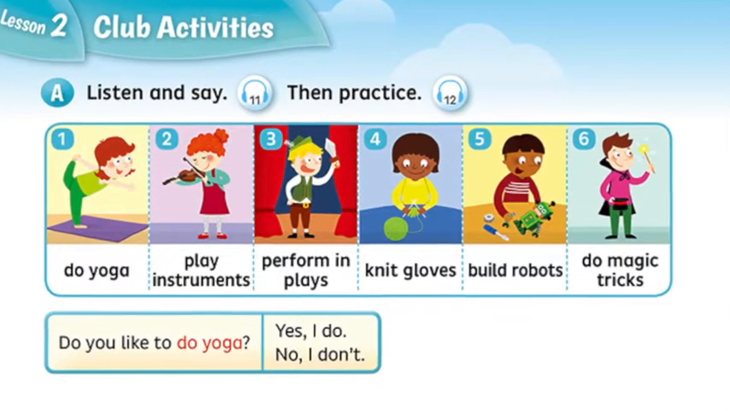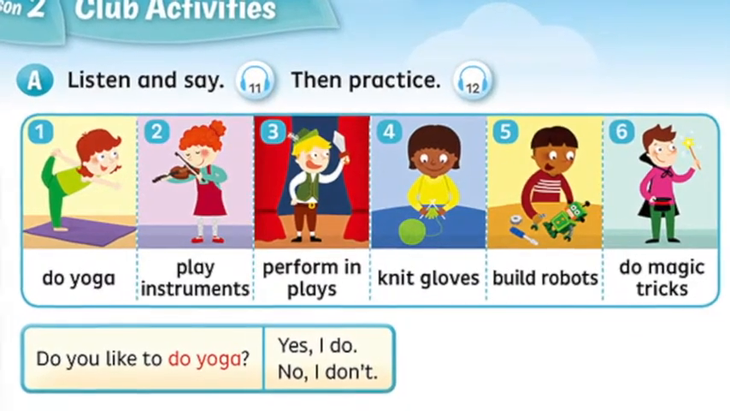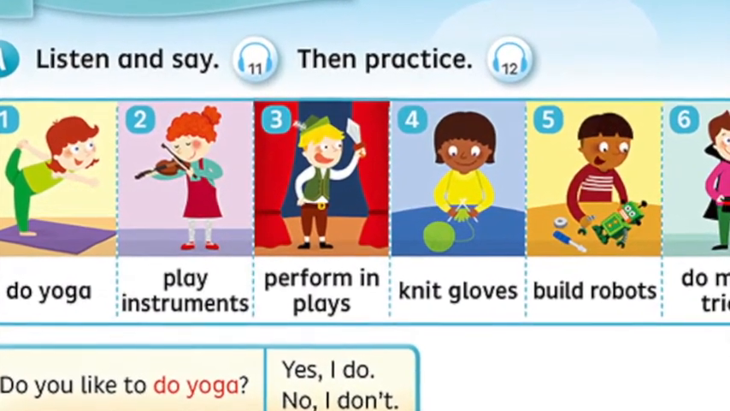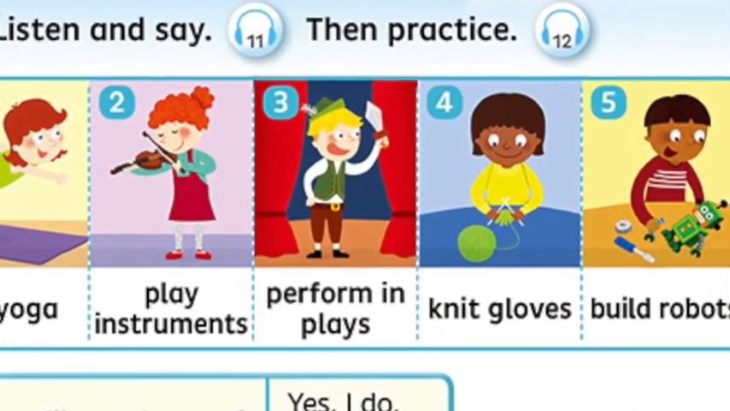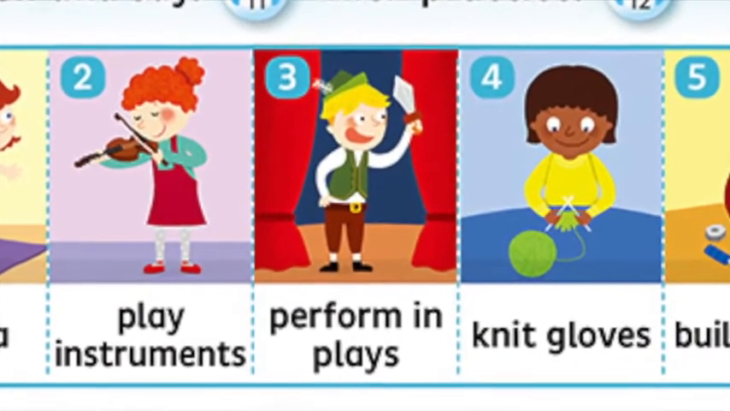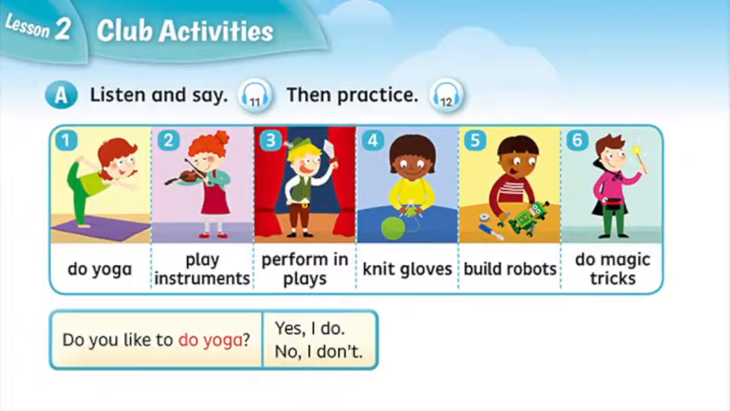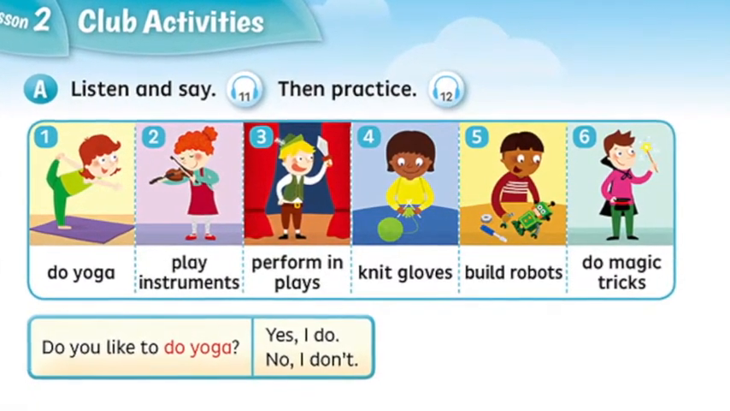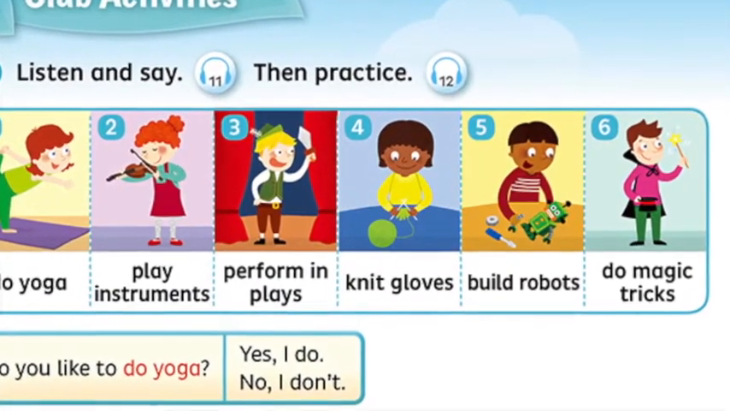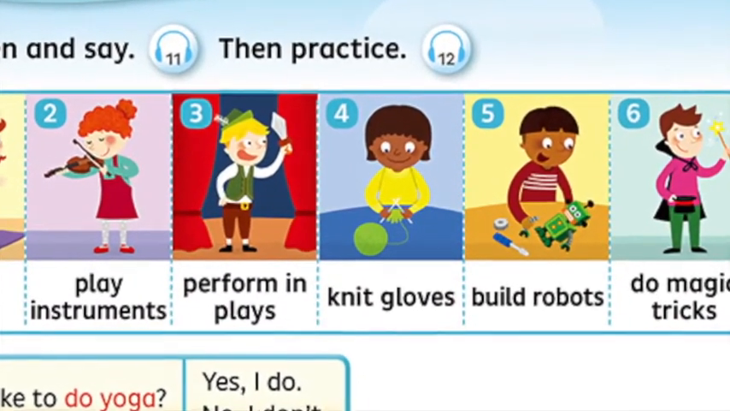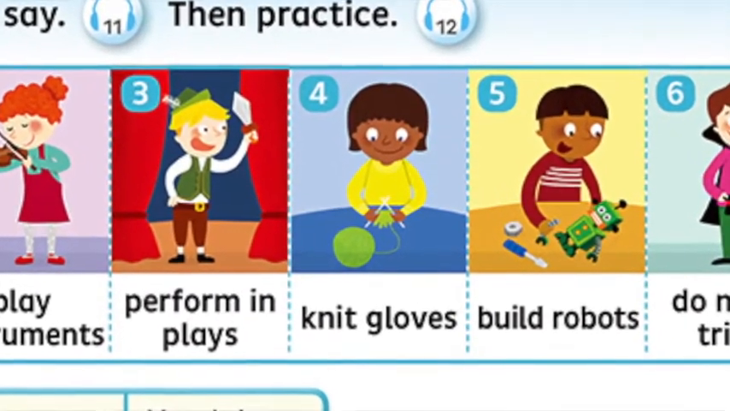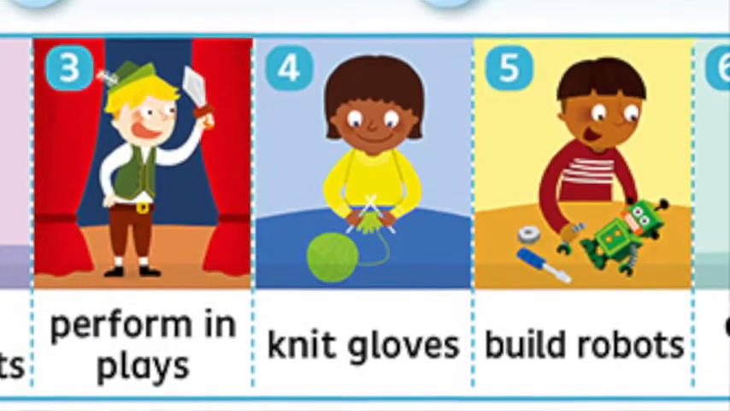Number three, you see a boy with a pretend knife and a costume. He is wearing a costume. Number three, perform in plays. Which club do you perform in plays? That is the drama club. Very good, drama club. And number four, you see a girl and she is making a glove. She is knitting gloves. So number four, knit gloves. Which club do you knit gloves in? That is the knitting club.